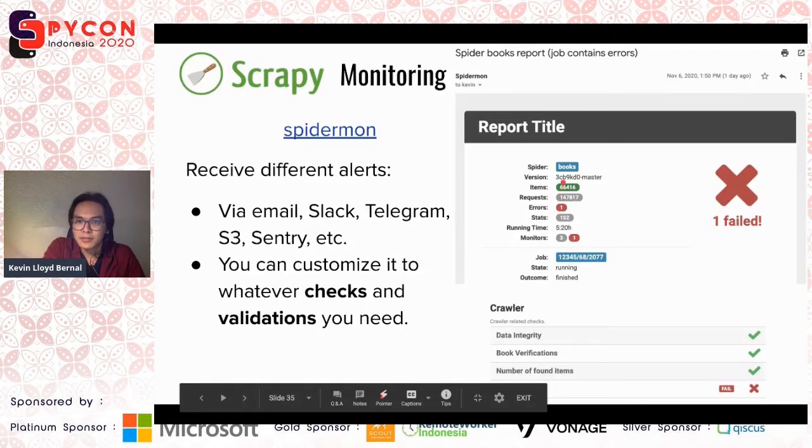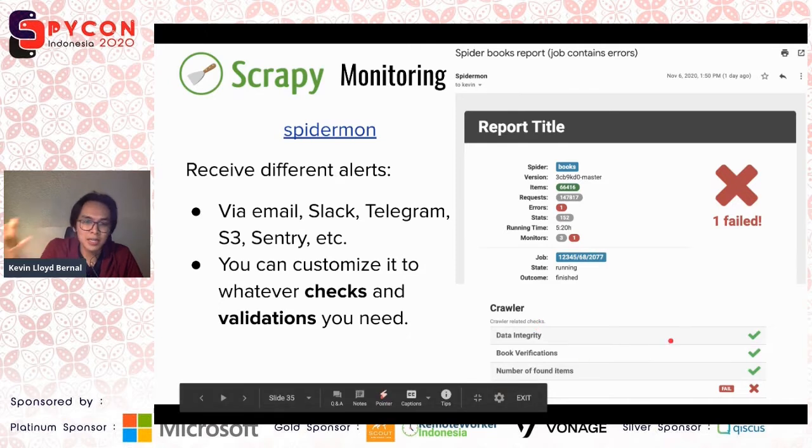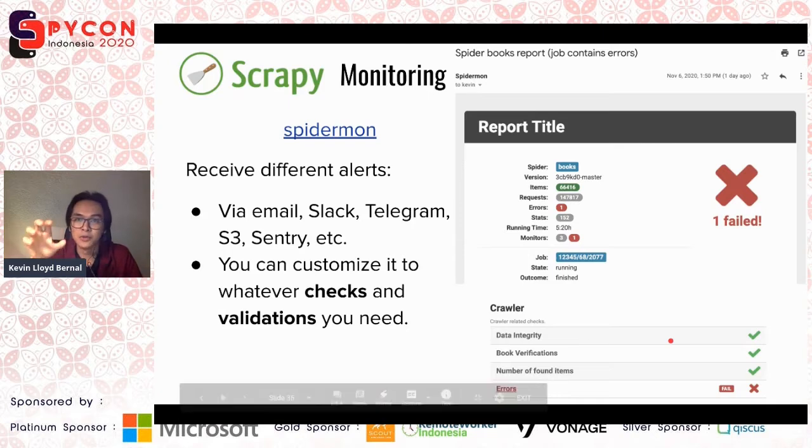So you can see the spider name here, books, how many items it has scraped, request count, what the errors are, some stats, and some data integrity checks and so on in a given email. So you could pretty much customize your spider alerts in any way you want.